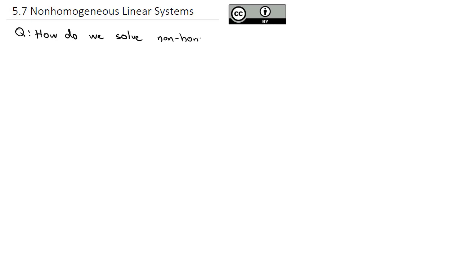non-homogeneous solutions or systems? And the answer is the exact same way we solved non-homogeneous linear equations when we just had one equation. We're just going to extend it into the matrix form for the multiple equations.